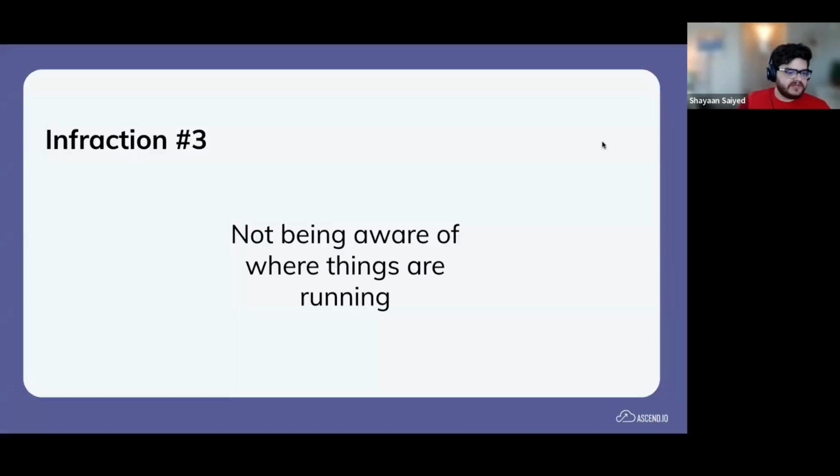And finally, we're going to be jumping into the final infraction, which is not being aware of where things are running. What this means is when you're using an external tool for building or maintaining your data pipelines, these tools are very useful, very convenient, help you speed up your development a lot. But it's really important to understand what is running and where, so you can be assured that your data is safe and that you're not paying for things that you don't need.